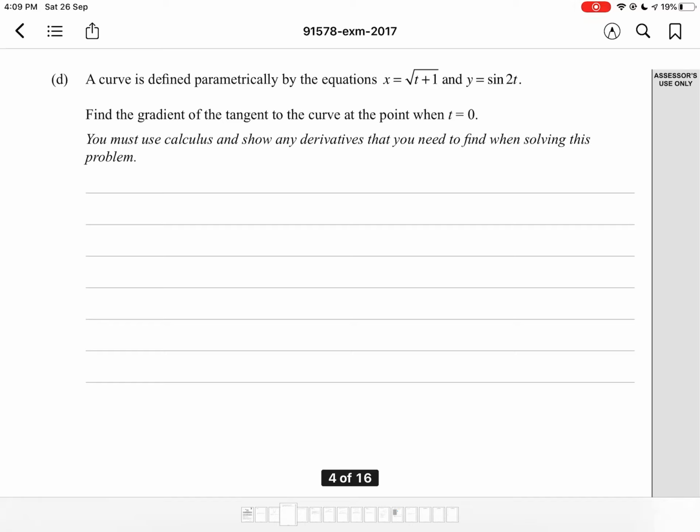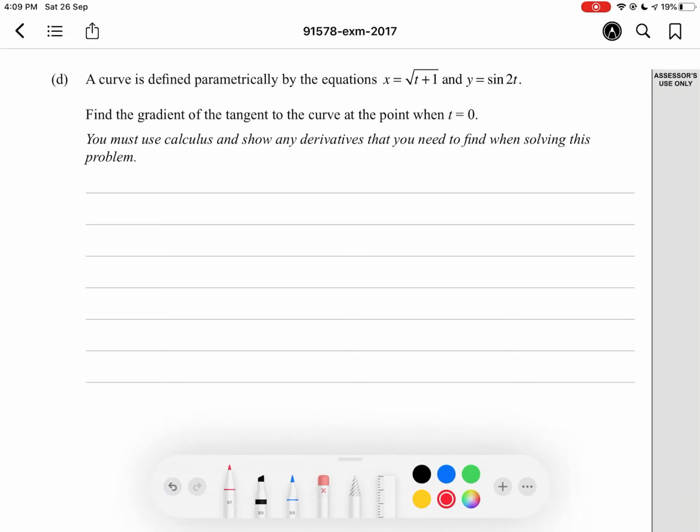Question D. A curve is defined parametrically by the equations x equals square root of t plus 1 and y equals sine of 2t. Find the gradient of the tangent of the curve at the point when t equals 0. So in this equation, we have x in terms of a variable t and y in terms of t. So if we can find the relationship between the derivatives of x and y, we can find dy over dx. So parametrically, we know that dy over dx equals dx over dt inverted, multiplied by dy over dt.